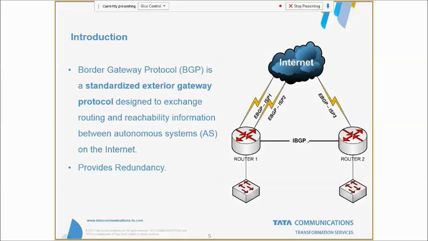Take for instance, in this case, router 1 is connected to the internet across two ISPs, ISP1 and ISP2. So if ISP1 fails, the traffic will automatically be routed across ISP2, and that's how redundancy works. So let's go to the next slide.